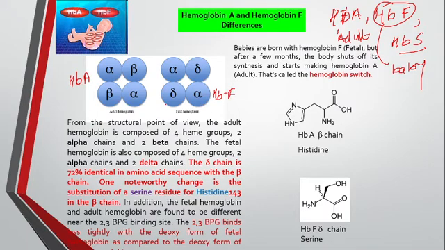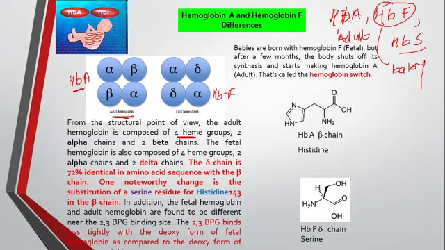From the structural point of view, the adult hemoglobin is composed of 4 heme groups. Here it contains 2 alpha and 2 beta structures. The adult hemoglobin, that is hemoglobin A, contains the 4 heme groups, and in that they contain the 2 alpha structure units and the 2 beta units. That is called hemoglobin A.